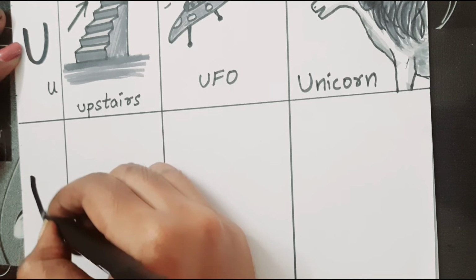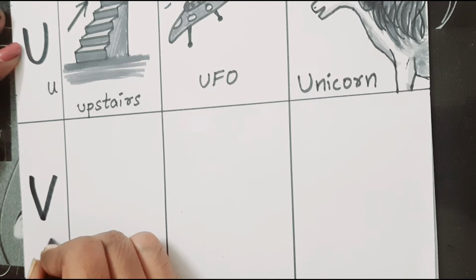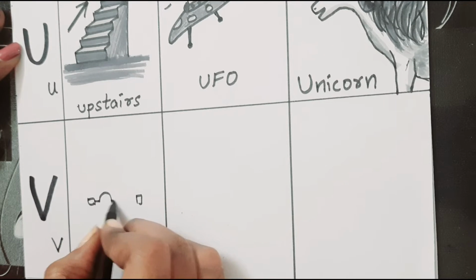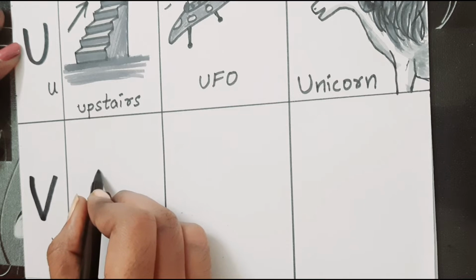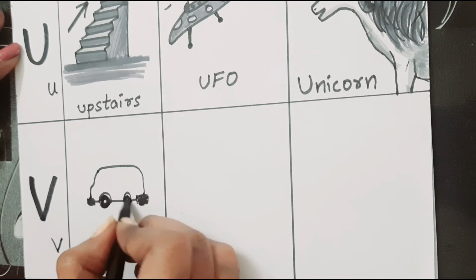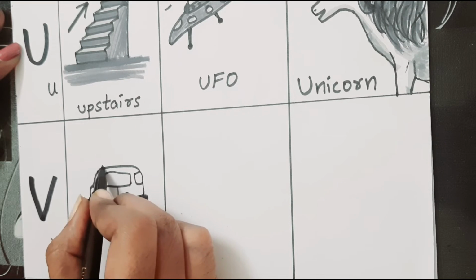And the next letter is letter V. The sound of letter V is V. It looks like a vehicle, right?